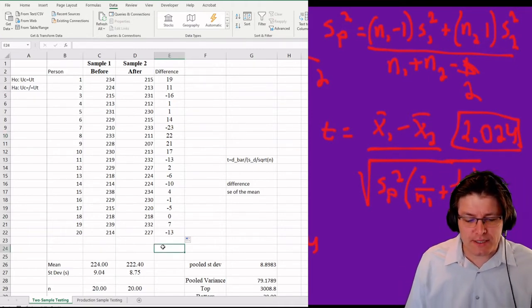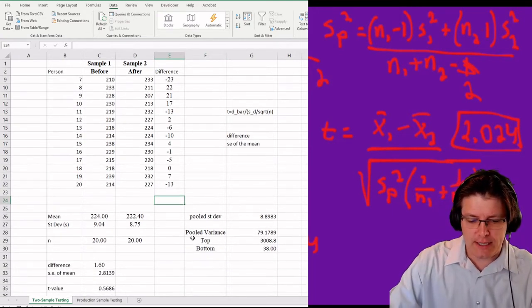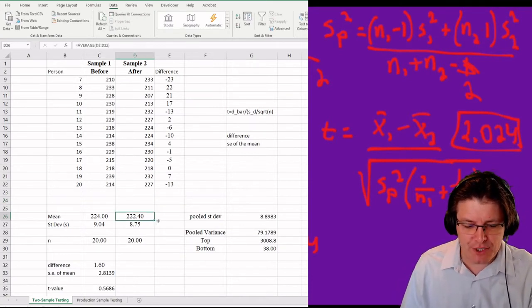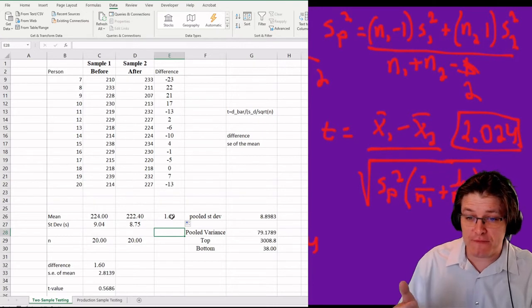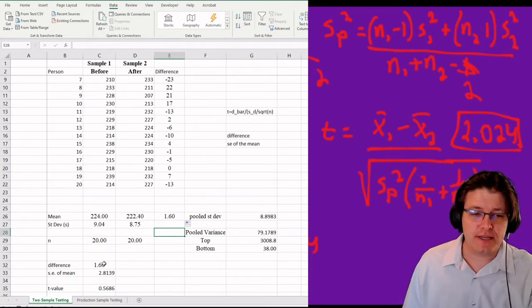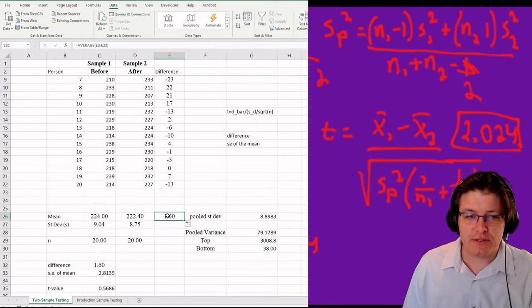Okay, now let's just look at this a little bit. Well, we can just do it right down here. So what's the average of this column? You may be able to guess what this is going to be. It's 1.6. Okay, so the average difference is the difference of the averages, right? So we had that down here at 1.6, and of course, the average of the differences is that.